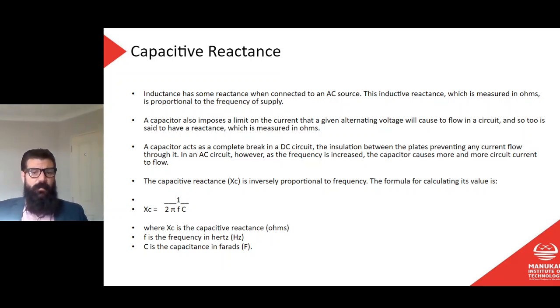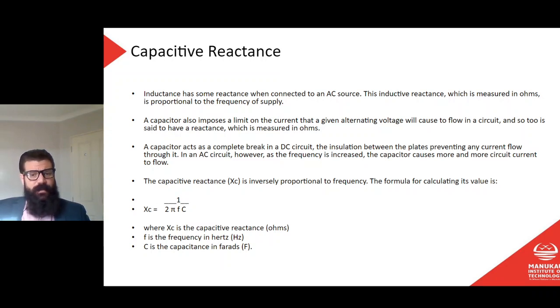A capacitor acts as a complete break in a DC circuit because it's just two plates that are isolated, so there's no current flow. We'll get current flow into the capacitor as it charges, and then nothing. But in an AC circuit, because the polarity is changing all the time, we're charging and discharging those two plates, so it appears that current is flowing continuously. As the frequency is increased, the capacitor causes more and more circuit current to flow.